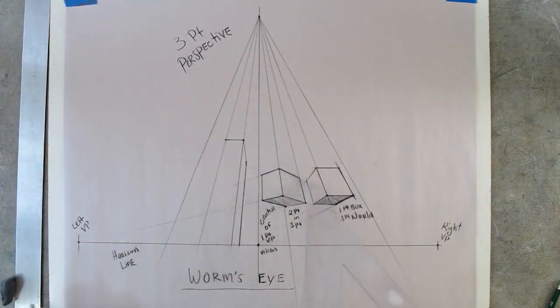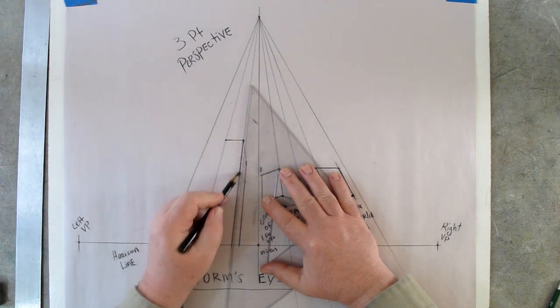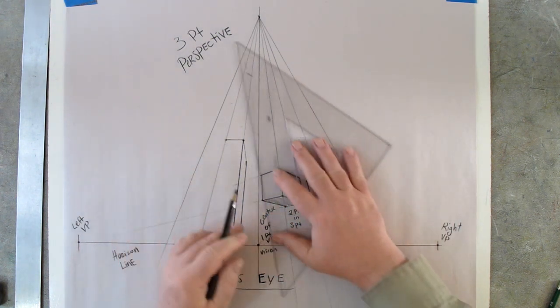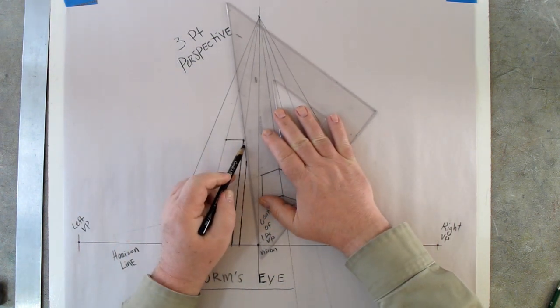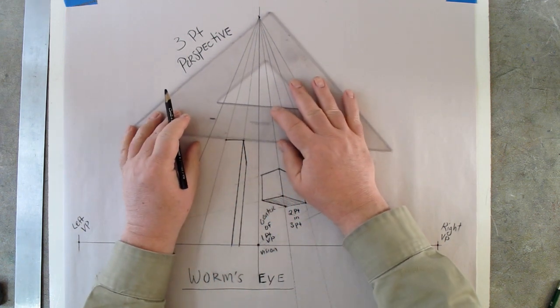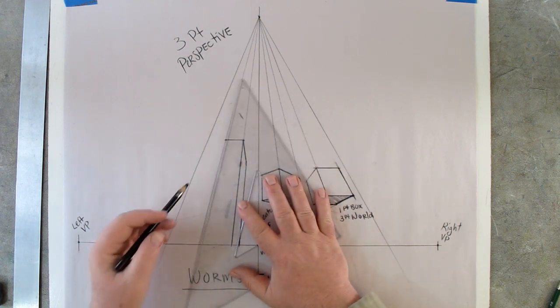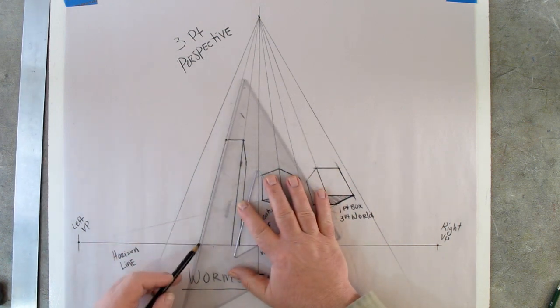All right, so this would be sort of this building poking into my scene, getting smaller as it goes away from me because it's in worm's eye view, which means it's going to diminish as it goes further and further away from me. So this is my building in a 1 point, 3 point scenario.